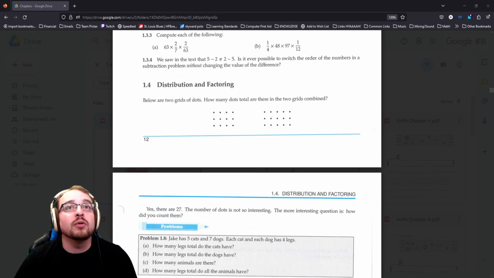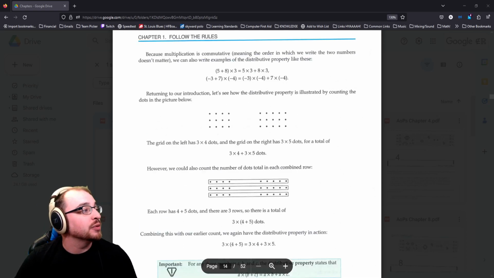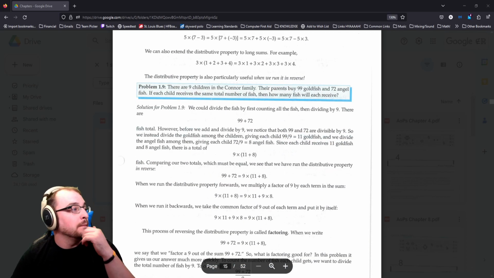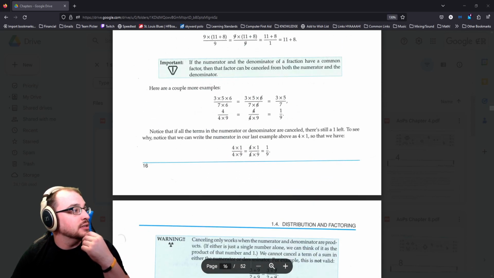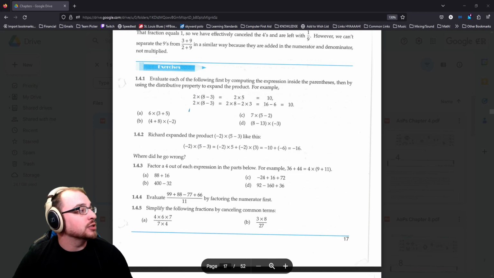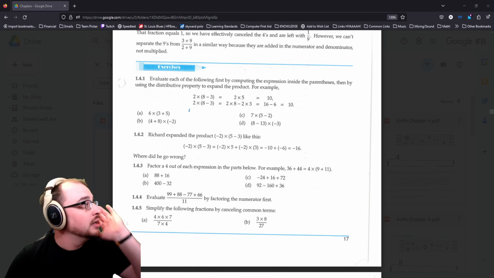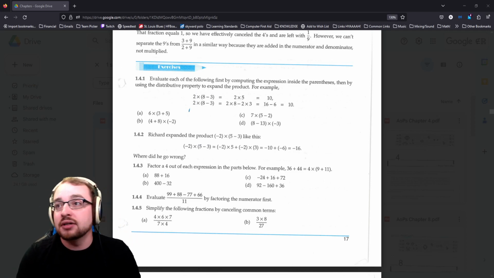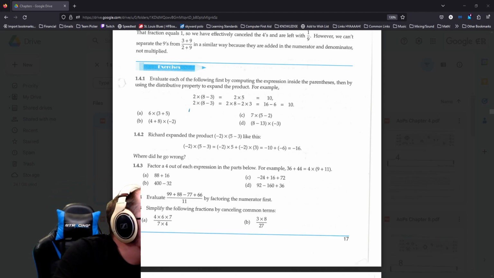So now we're in 1.4 with distribution and factoring, which is something we're going to go over next week, but I also want to go over here because I know a lot of people had questions. And at the end of it, of course, we'll find the exercises. So the first thing we want to do is take a look at this, where it says, we've got 1.4.